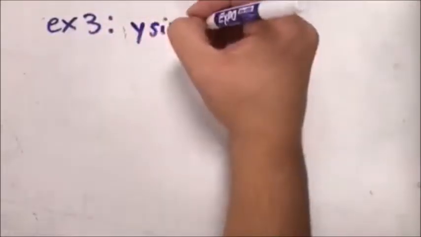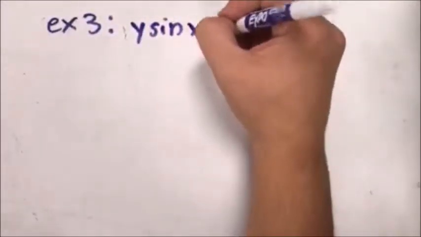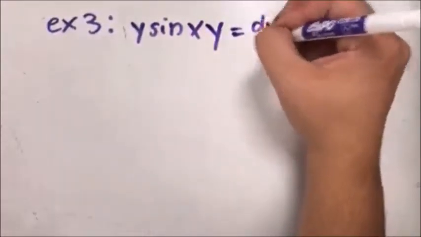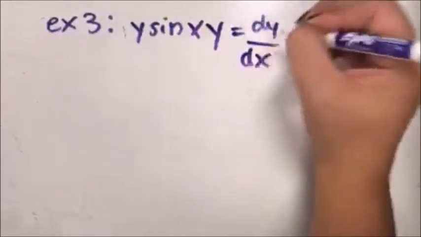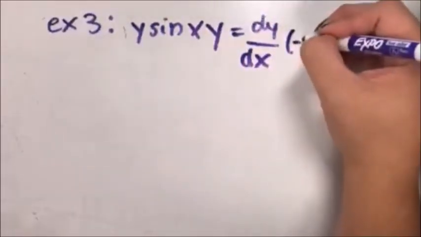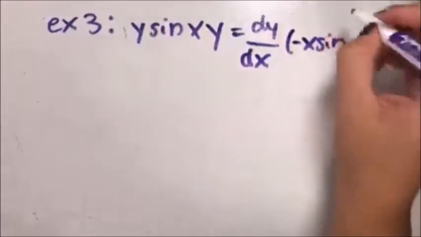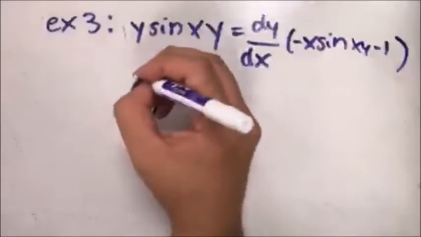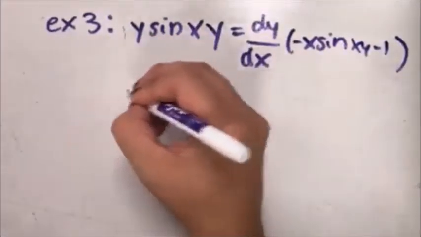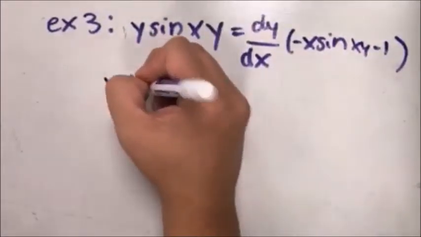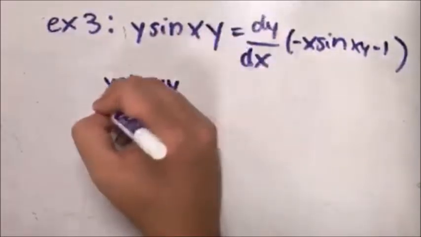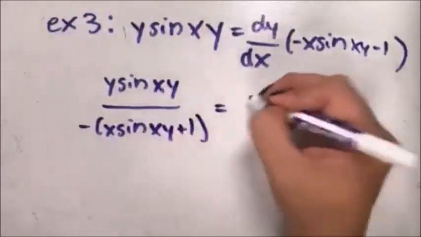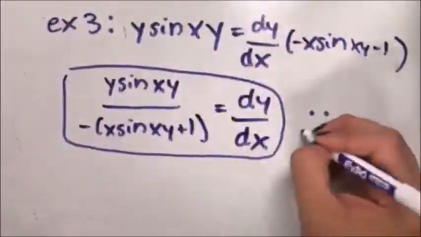Now you're going to isolate dy/dx. The first thing you do is add y sine xy to either side of the equation and factor out dy/dx from the right side of the equation, so that you have y sine xy equals dy/dx times negative x sine xy minus 1. Then you're going to factor out a negative from negative x sine xy minus 1, and then divide both sides by that, so that you have y sine xy over negative x sine xy plus 1 equals dy/dx.